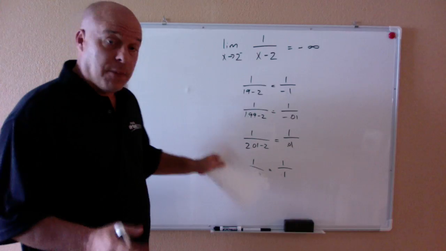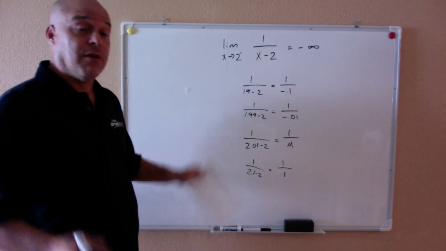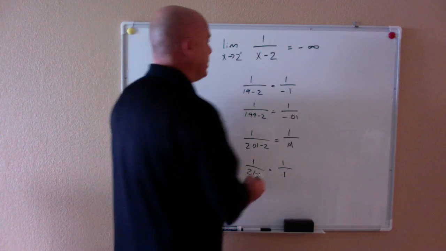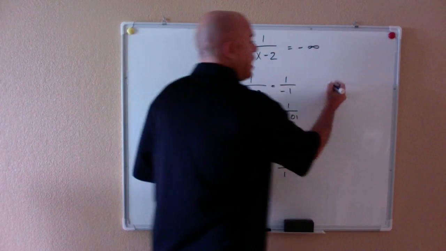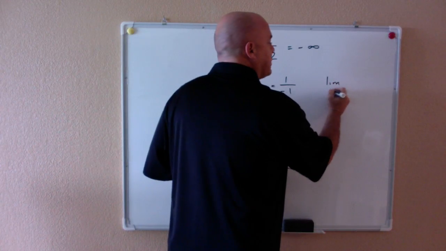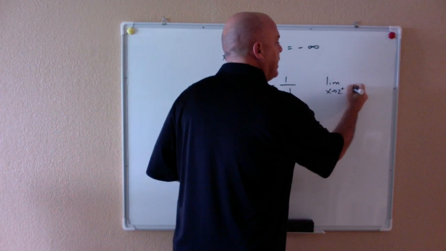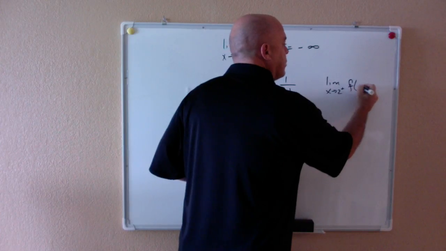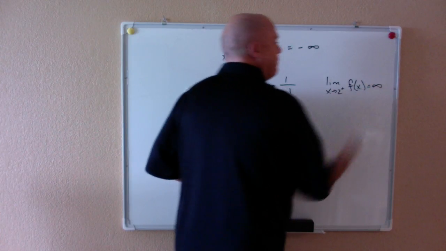So you can see that, again, as x gets closer and closer to 2, the denominator becomes very, very small. The result is very, very big, but this time the result is positive. So from the right-hand side, if I look at the limit as x approaches 2 from the right-hand side of the function, it would go to positive infinity.